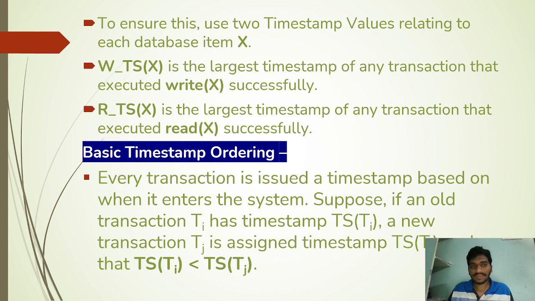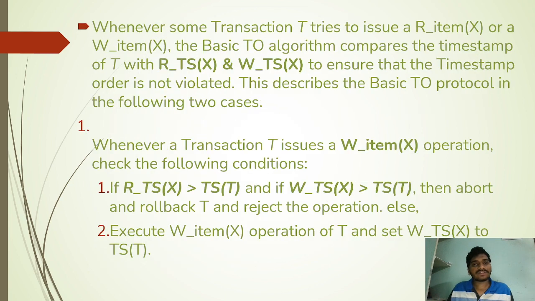Whenever some transaction T tries to issue a read_item(X) or a write_item(X), the basic timestamp ordering algorithm compares the timestamp of T with RTS of X and WTS of X to ensure that the timestamp order is not violated. This describes the basic timestamp ordering protocol in the following two cases.